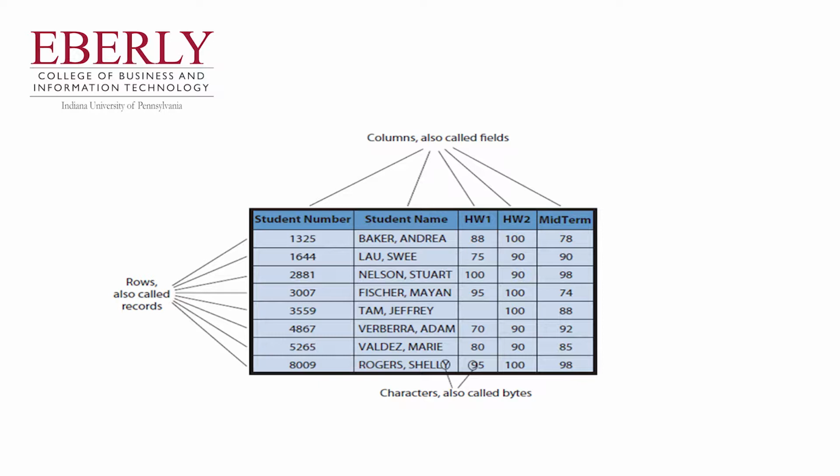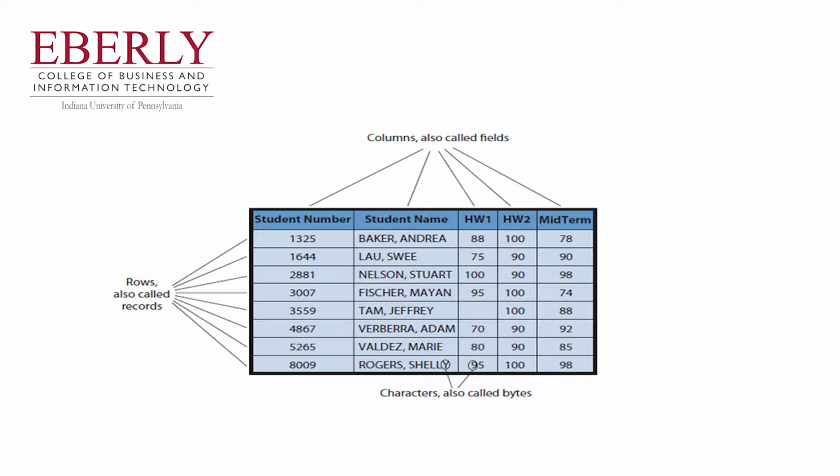In Chapter 4, we learned that a byte is a character of data. In a database, bytes are grouped into columns, such as student number and student name. Columns are also called fields. Columns or fields are grouped into a row or a record. Finally, a group of similar rows or records is called a table or file.